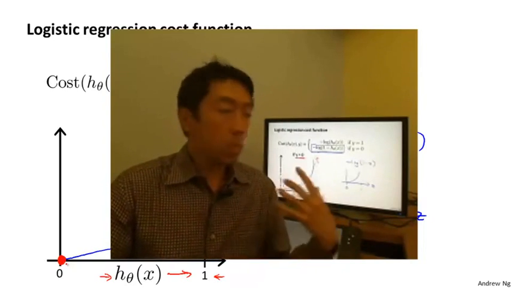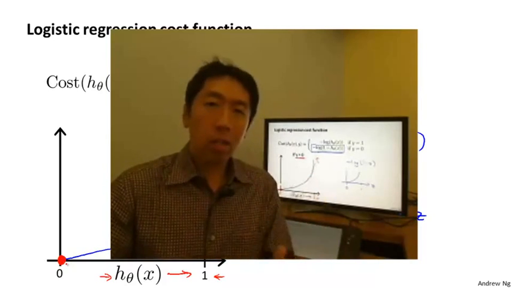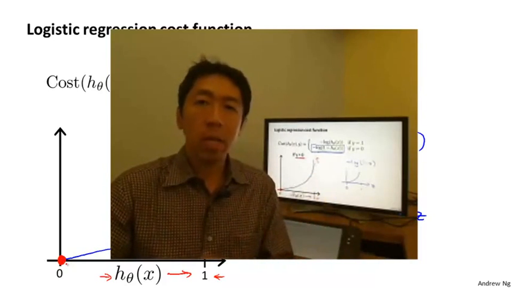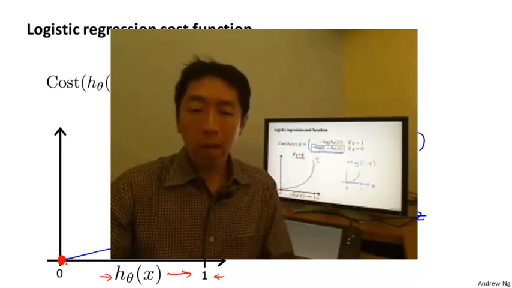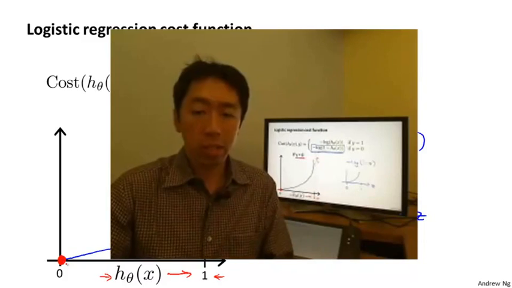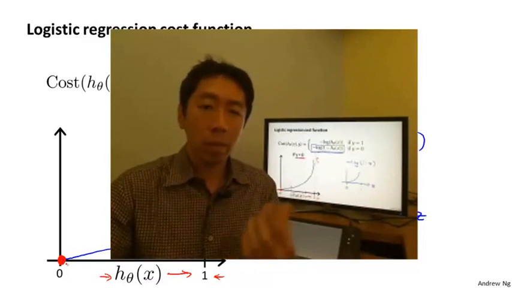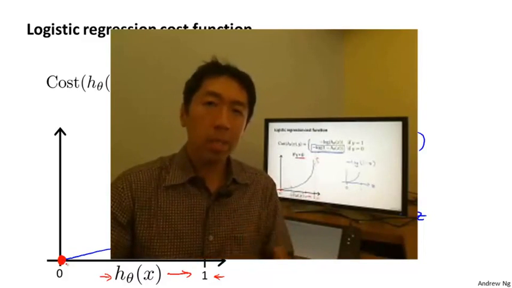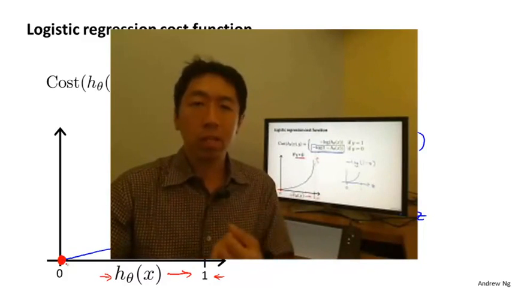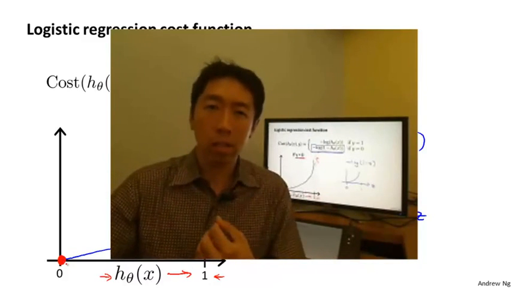In the next video, we're going to take these ideas of the cost function for a single training example and develop that further and define the cost function for the entire training set. And we'll also figure out a simpler way to write it than we have been using so far. And based on that, we'll work out gradient descent, and that will give us our logistic regression algorithm.